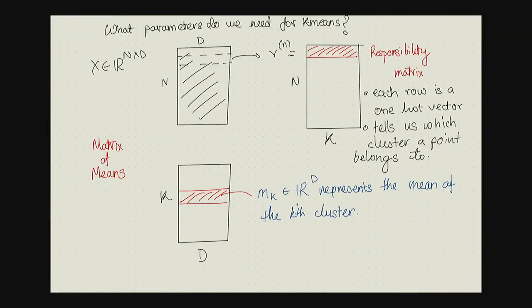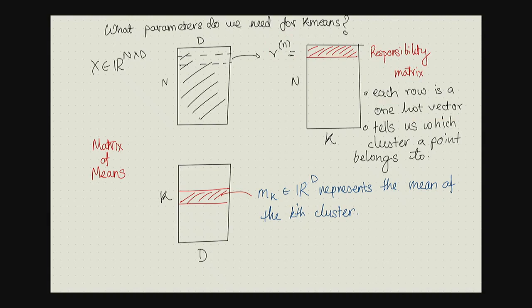Now let's take that intuition and turn this into mathematics. What are the parameters that we need for the k-means learning algorithm? In order to instantiate what I talked about before, you need two things. The first thing is what we'll call the responsibility matrix. This responsibility matrix is an n by k matrix, where there's one responsibility vector associated with every data point. And each entry of the responsibility matrix, so each row, is a one-hot vector.